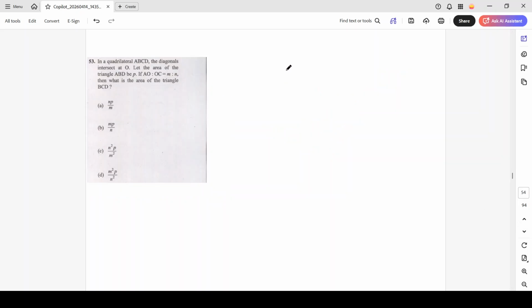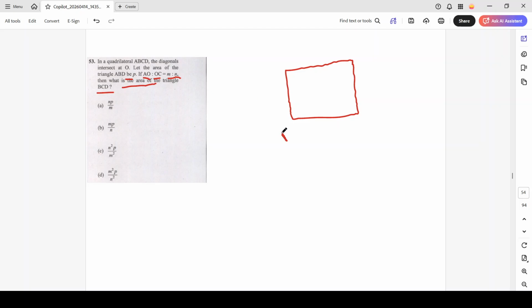In a quadrilateral ABCD, the diagonals intersect at O. Let the area of triangle ABD be P, and AO ratio OC is M ratio N. Then what is the area of triangle BCD?